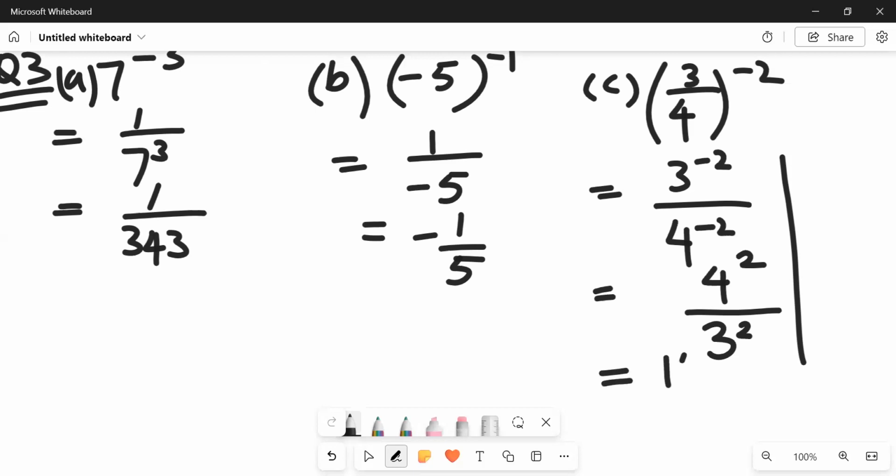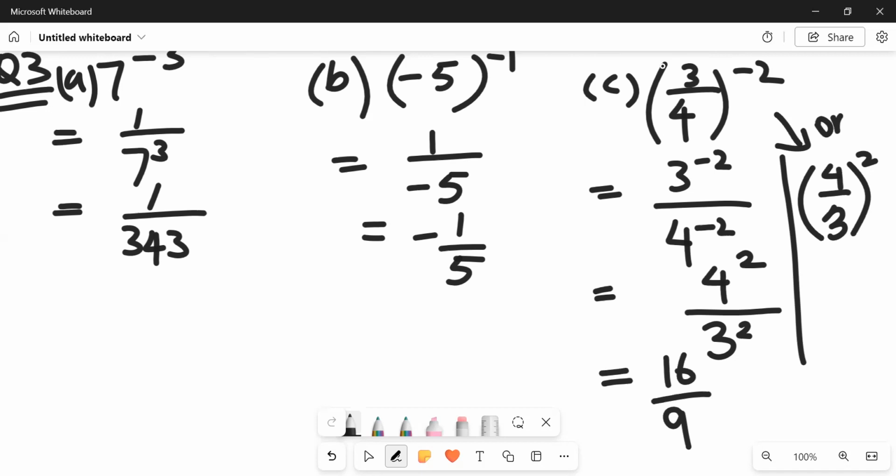Now here it is 16 over 9. I can write this directly as (4 over 3) whole power 2. If I switch the fraction, then the power will be positive.